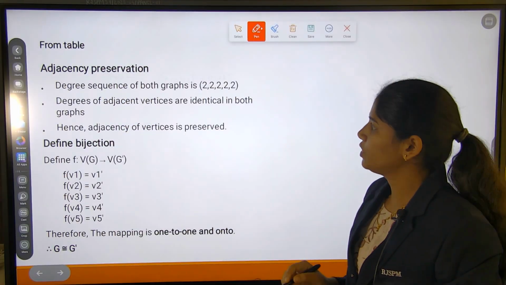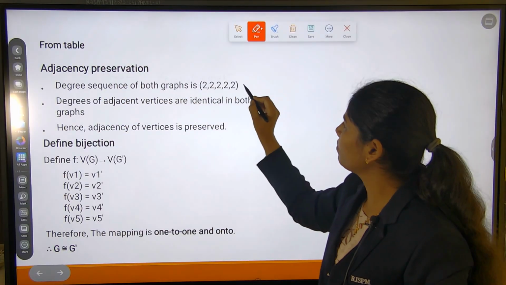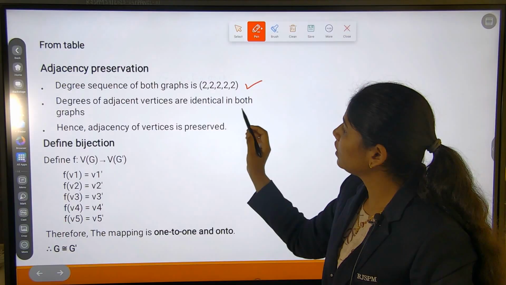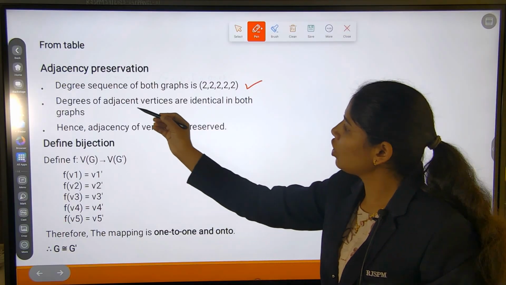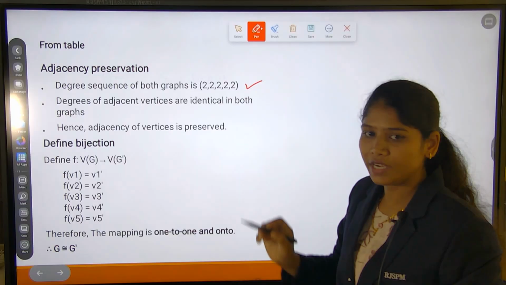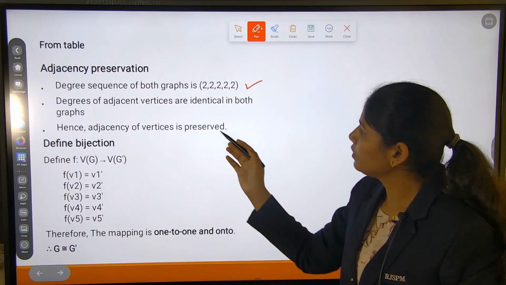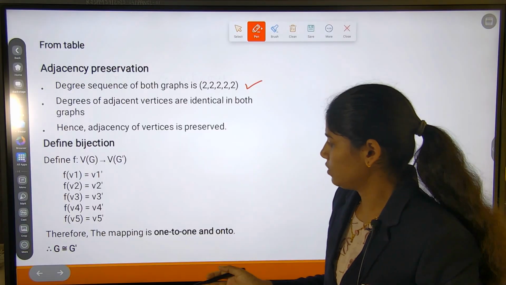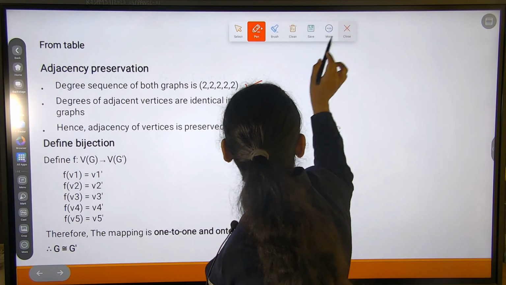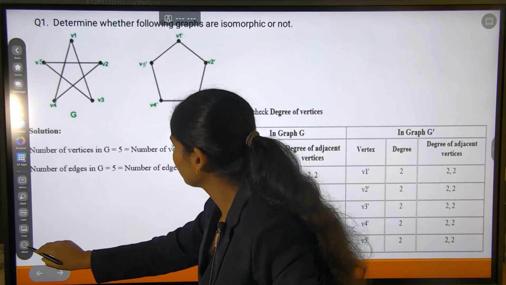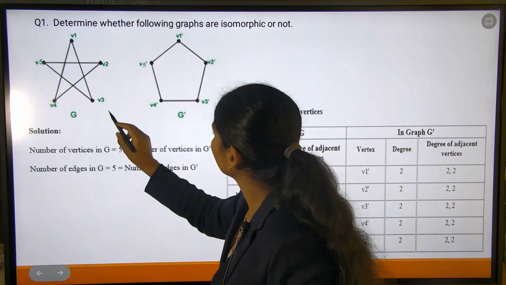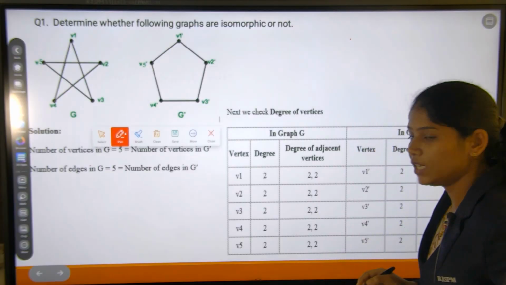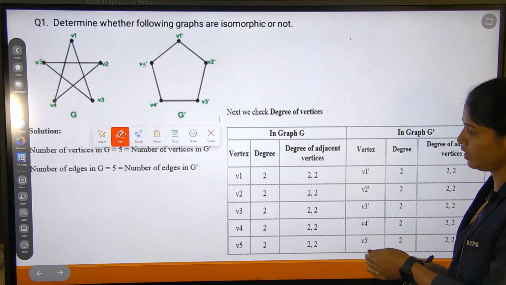adjacency preservation. So the degree sequence of both graphs is the same, now we need to check the degree of adjacent vertices, whether they are identical or not. If they are identical, then we can say that adjacency of vertices is preserved. So for that, check the degree of adjacent vertices.